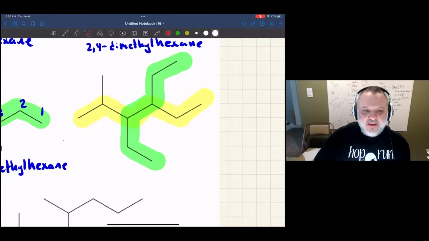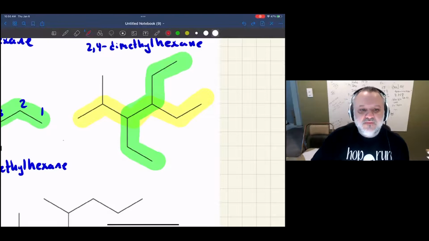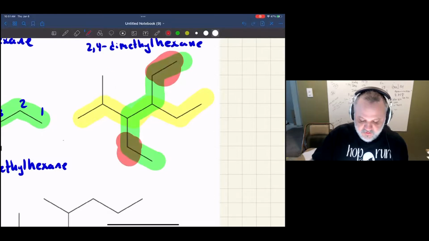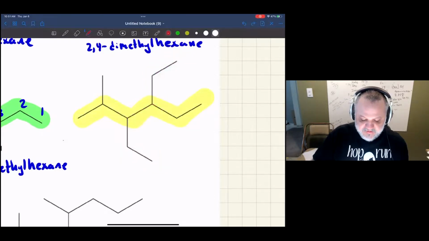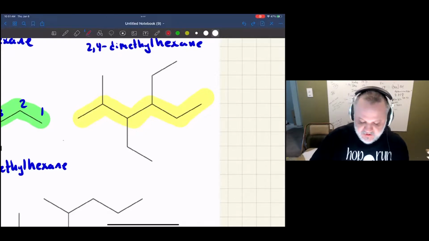Which one is correct? Well, the correct one is the one that has the most number of substituents. And it looks like they both have 3 substituents. No, excuse me. The green path has 1, 2 substituents, and the yellow path has 1, 2, 3 substituents. So that means the correct path is the yellow path, because we always choose the path that has the most individual substituents. So now that I've done that, I can move on to numbering.